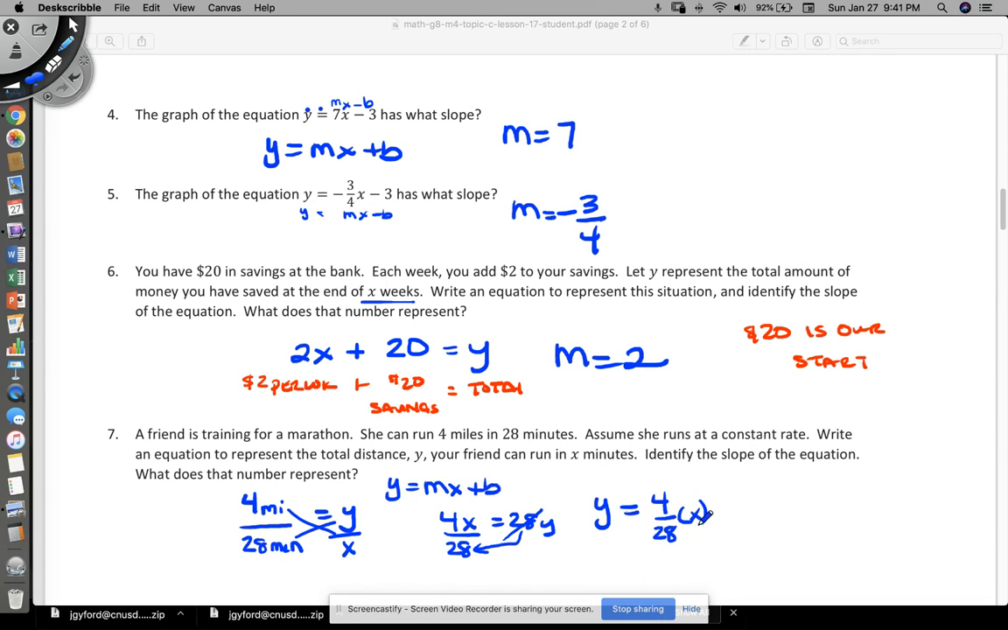And now I can go ahead and simplify. 4 over 28 gives me 1/7. So we're going to say y equals 1 over 7 times x. So what is my slope? My slope is 1 over 7.